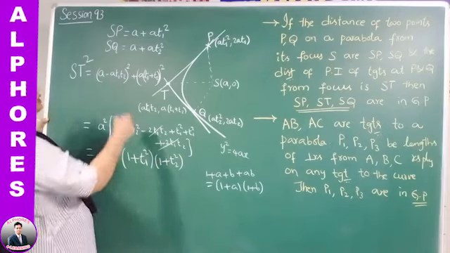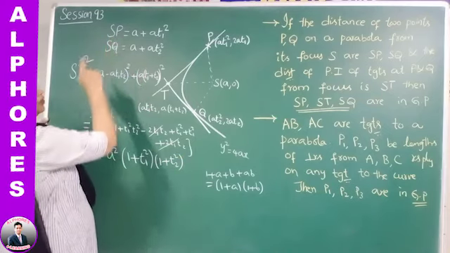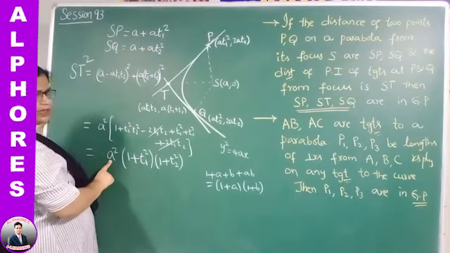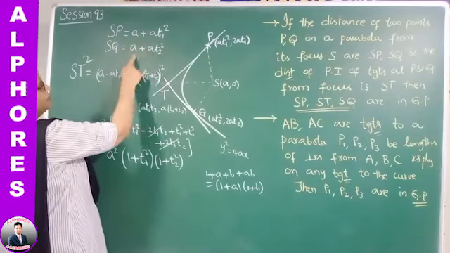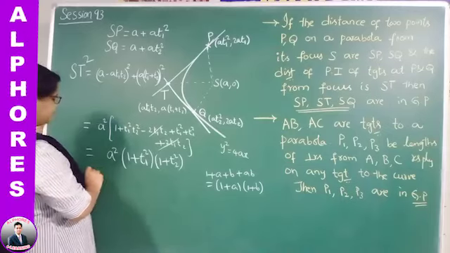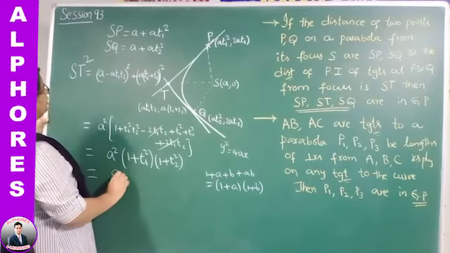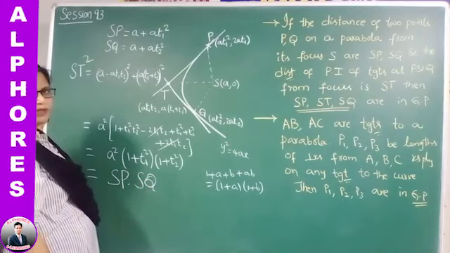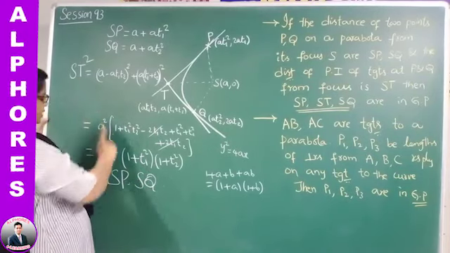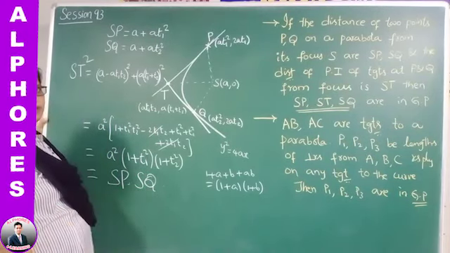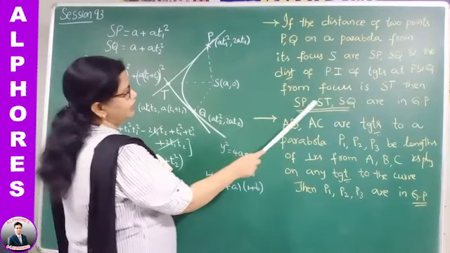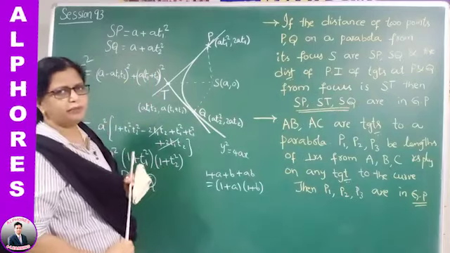Clearly, what is that value here? SP into SQ. Okay, if you take a common factor here, it is a square: 1 plus T1 square into 1 plus T2 square. So simply, this is nothing but SP into SQ. Therefore, what we can conclude is that ST square equals SP into SQ. Hence we can see that these three values are always in geometric progression.